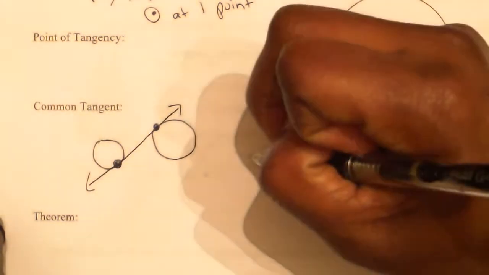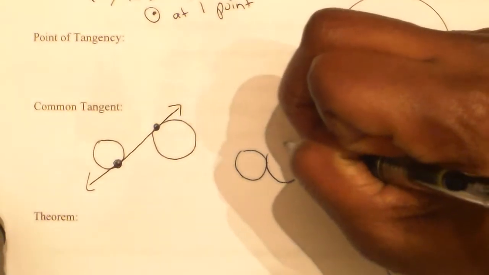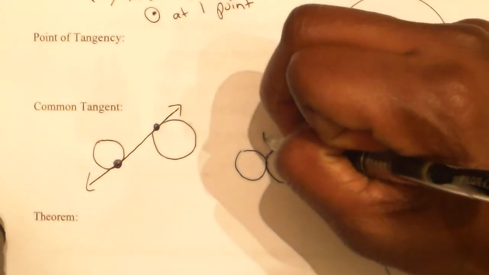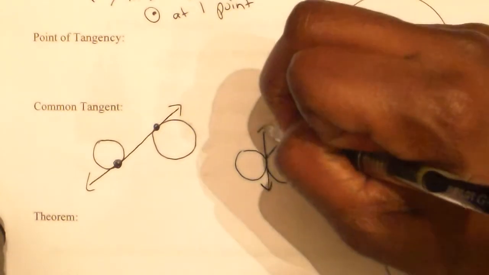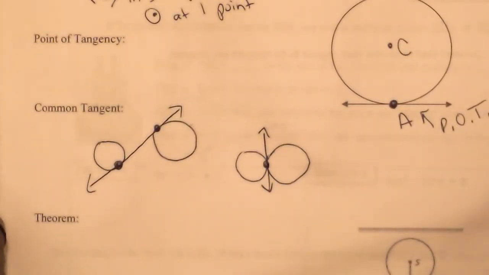Got it? Another way we could do it is like two circles, and if I had a line going through it, that would be the point of tangency. And so they have a line that's in common with the two circles. Got it?